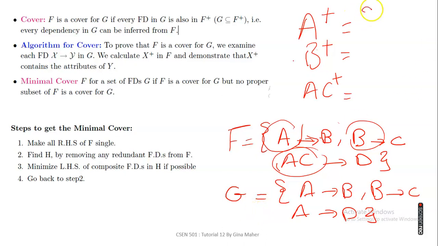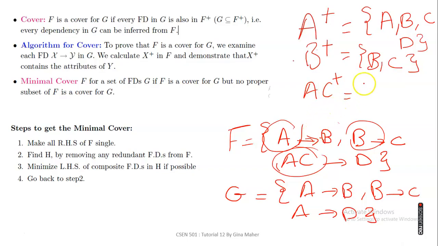So A will be there. A implies B, so B will be added. Now, B implies C. Is B found here? Actually, yes. So C will be added. A implies D. A is found here, so D will be added. So the closure of A using G will have A, B, C, D. Okay? The closure of B using G. B implies C.